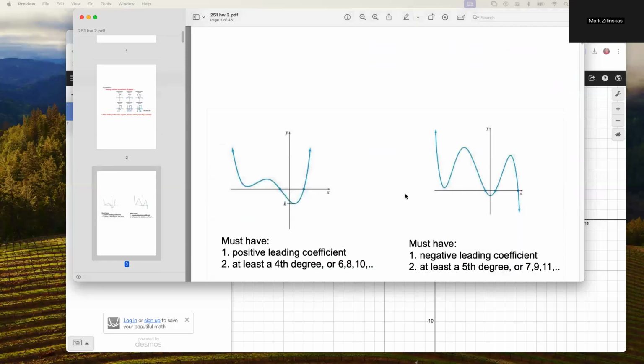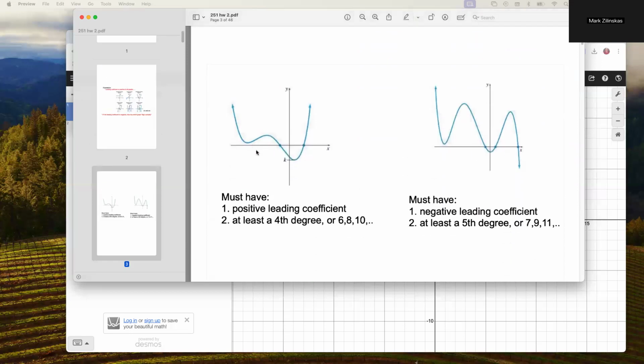If we get down here into a couple more examples here. Now, if I look at the graph, I sit there, 1, 2, 3 turning points. Since it's going up on both ends, I know the leading coefficient is positive. It's positive, not 1, but positive. And it has to be at least a fourth degree, because again, I have 1, 2, 3. So it has to be at least fourth, but it could be 6, 8, or 10. And the same thing or similar thing over here. Now, this one here, since it's going down to the right, remember, if it's going up to the right, it has a positive leading coefficient.